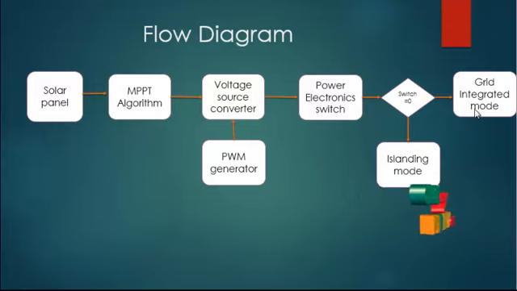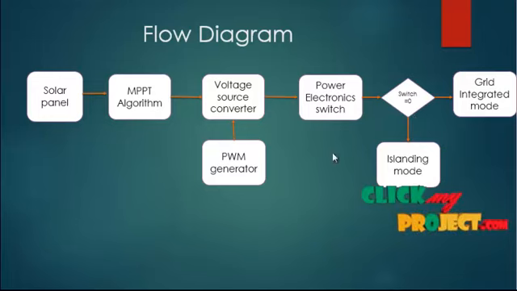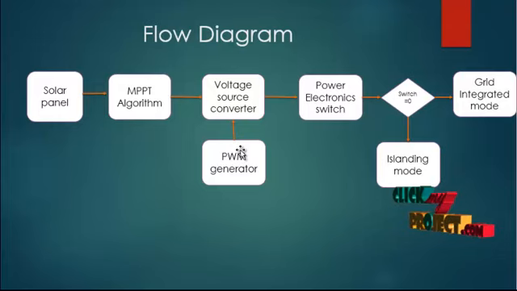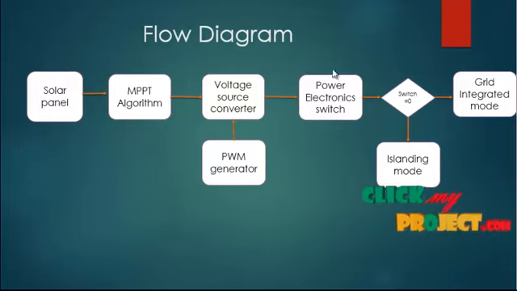This is the grid connected mode. Then we pass to the isolated mode. Because this converter uses PWM switching pulses, the PWM switching pulse is applied to the voltage source converter. Then we can calculate with this voltage source converter whether our entire system passes or not.